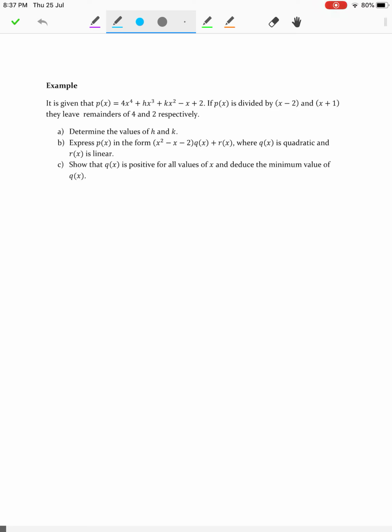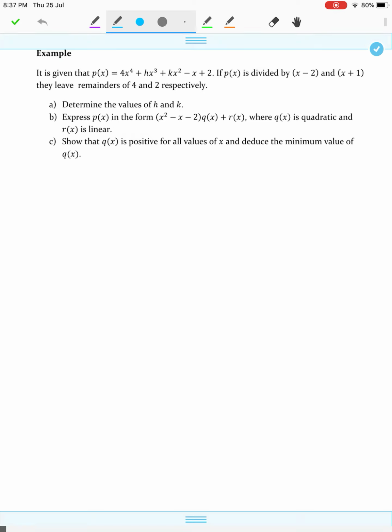For example, in A, determine the values of h and k. If you have no idea of how to go with it in the first place, it might be very wise to try the remainder theorem, because that is what the information has stated in the two sentences in the question statement. So let's see how that works.